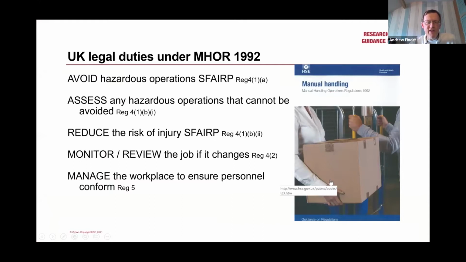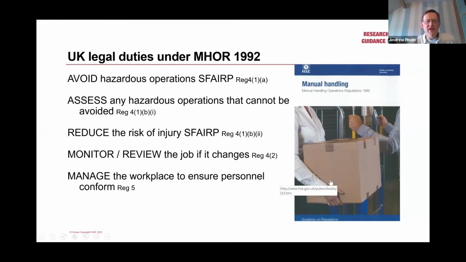It's a standard kind of hierarchy that we're familiar with in the UK, to do with avoiding hazardous operations, and this wonderful acronym we've got, so far as is reasonably practicable. It's a legal phrase. Basically, it means you've got to try and do as much as you can, but we're not unreasonable.